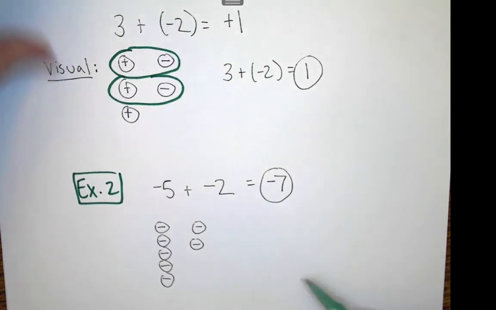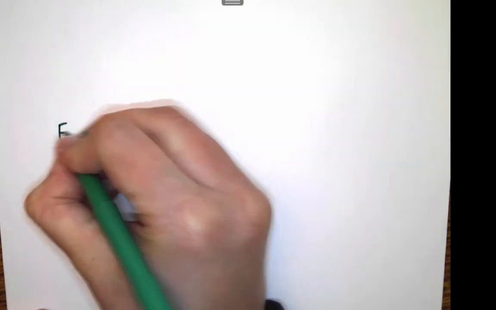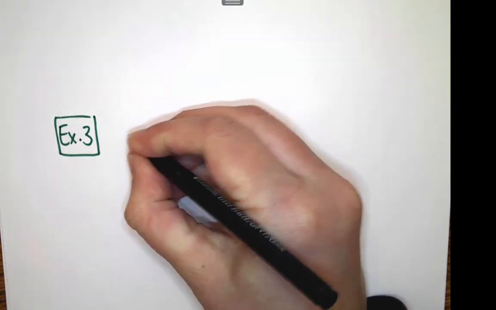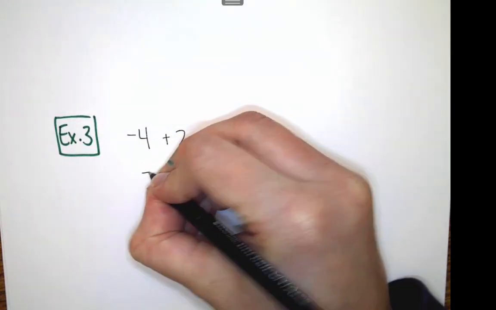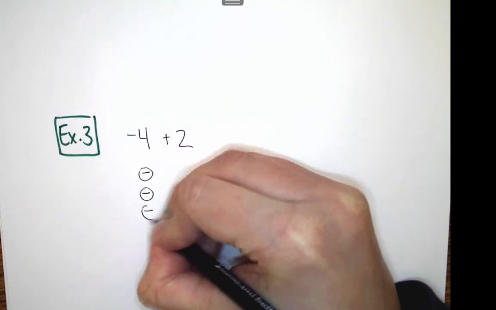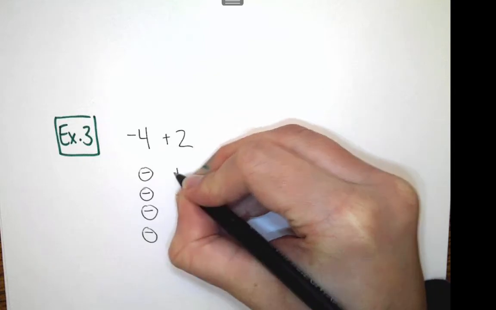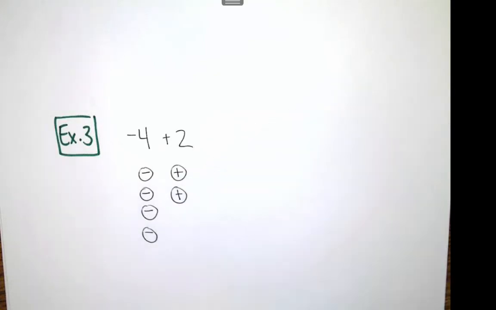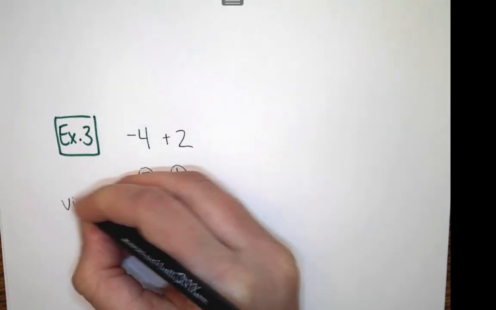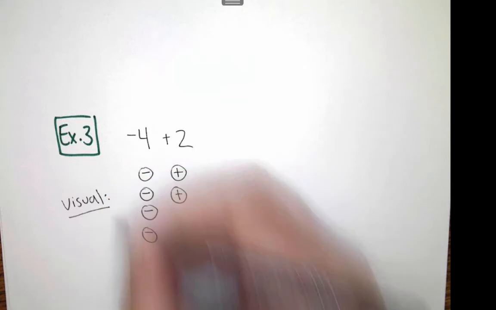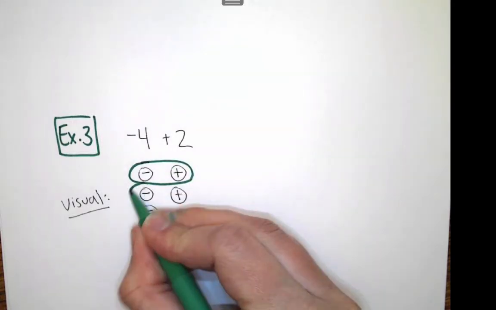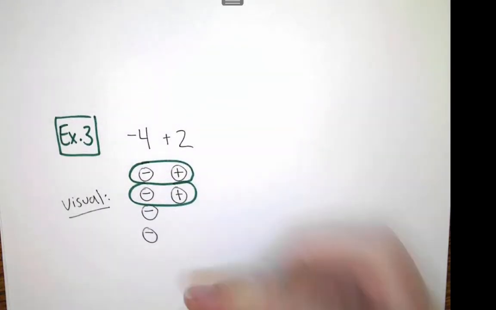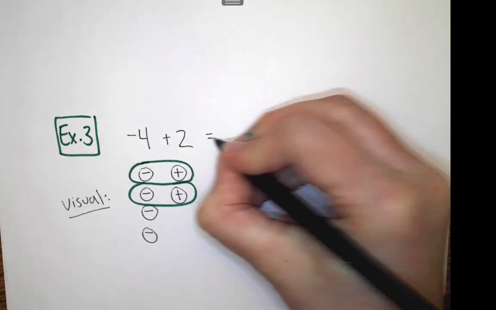Okay, well, let's try another one. We'll do example 3. For this one, how about we say we have negative 4 plus 2? Negative 4 plus 2. That means we have 4 negatives. 1, 2, 3, 4. And we have 2 positives. 1, 2. So negative 4 plus 2 is going to look like this. This is our visual. This is how we can see it. It's kind of our picture. And I'm noticing right away some zero pairs. Oh, well, that makes 0. And that makes 0. So actually, the only thing left is these 2 negatives. So my answer is negative 2.